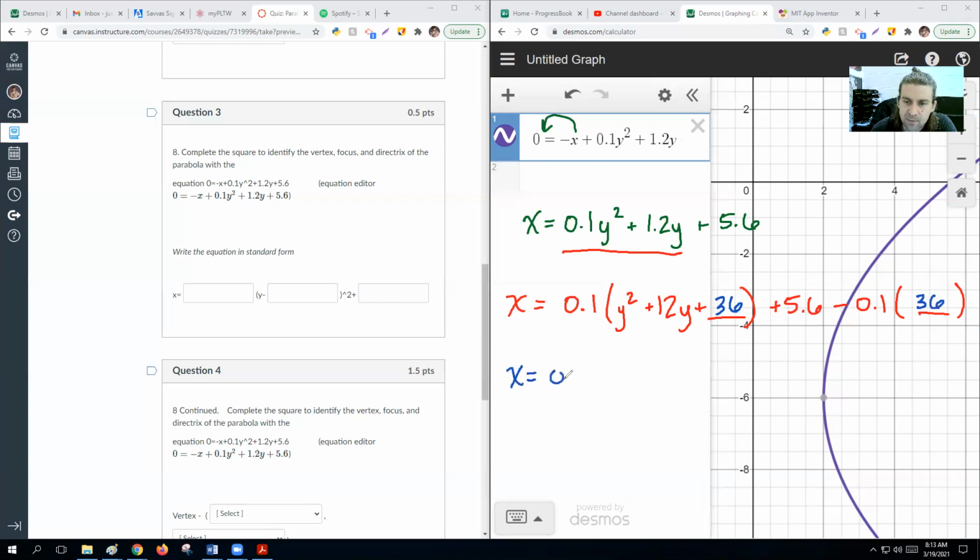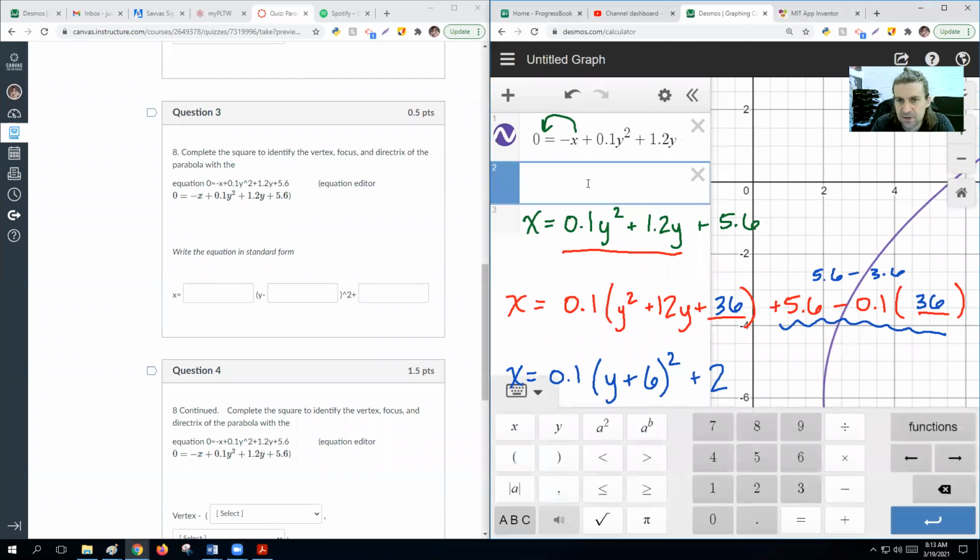So we get x equals 0.1, and we'd get a y when we take the square root of y squared. The plus sign stays in the middle. 12 divided by 2 is 6 squared. Okay, so that's this part here. And then our k is 5.6 minus 0.1 times 36. So this is 5.6 minus 3.6, which is just 2. And there we go. I think that's the answer, and we can double check that by typing that equation in on Desmos. x equals 0.1 times y plus 6 squared plus 2.